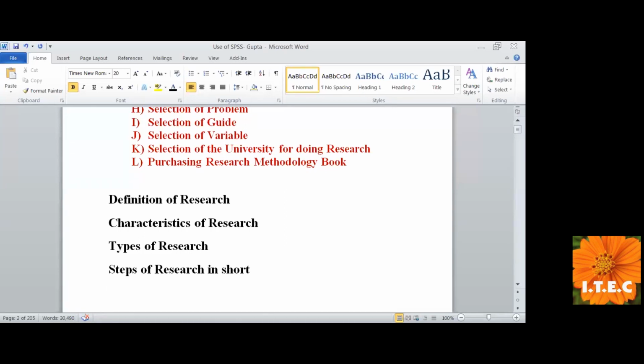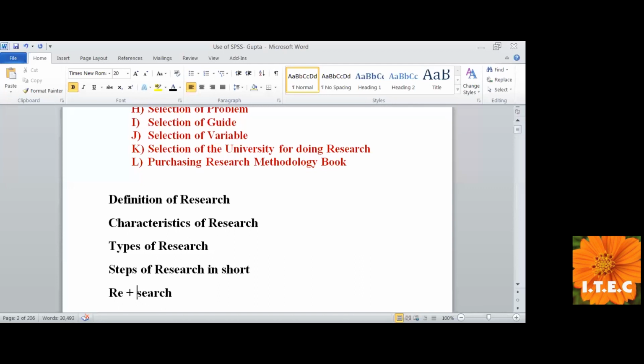If you see the word research, you can bifurcate it into 2 words. One is re, another is search. Re means again. That means search again. Now the question arises, what do you search?